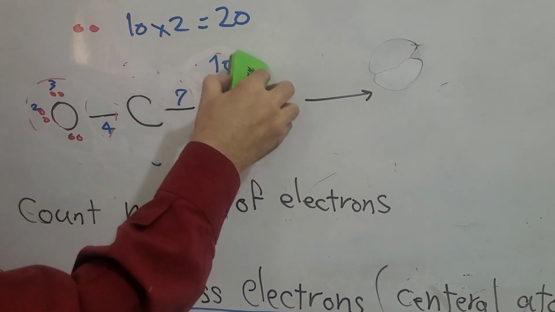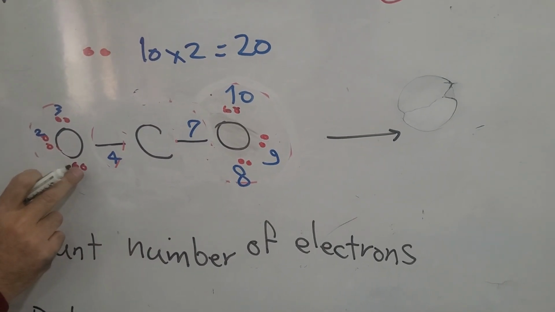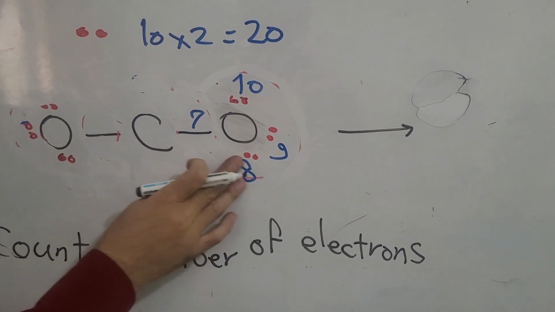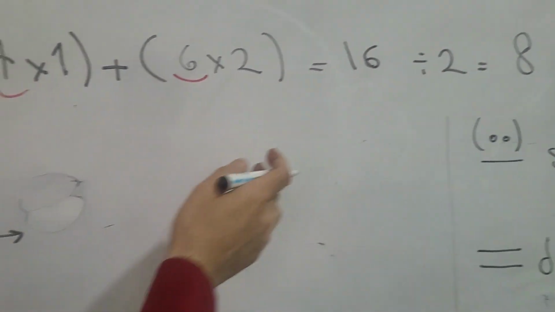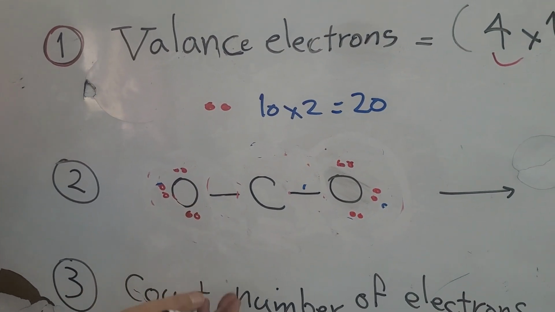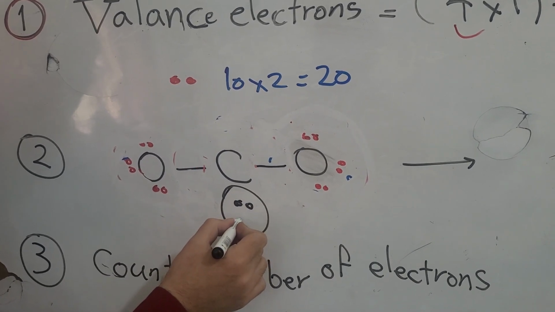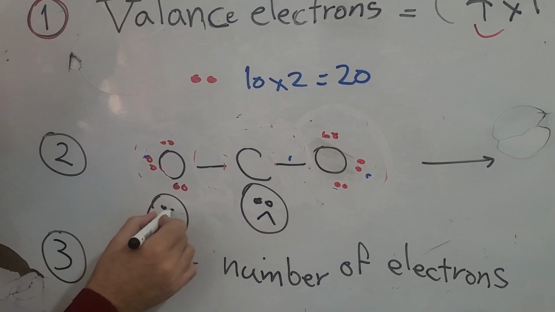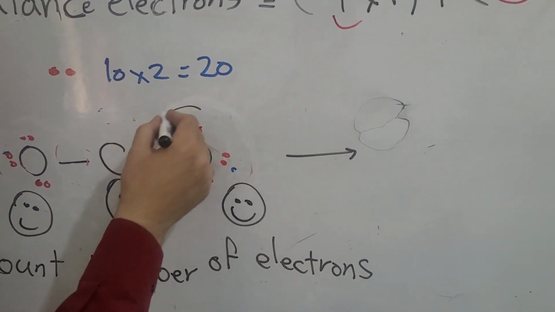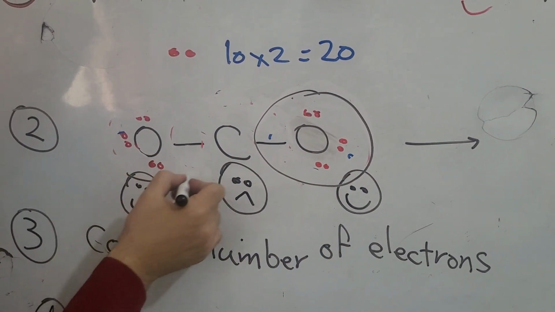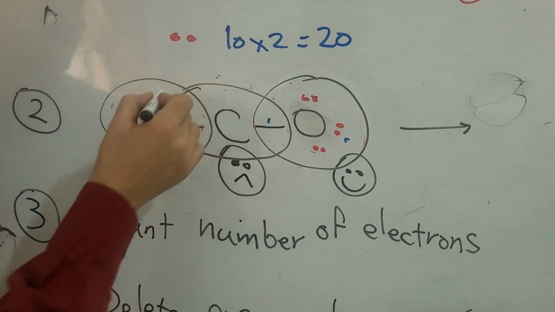Why for carbon? Because when we delete electrons from the carbon atom, the central atom, okay, we have 1, 2, 3, 4, 5, 6, 8 electrons, and is it correct? I compare it with the first step. But the problem, the number of electrons from the carbon is 4 electrons. And carbon is sad, really sad. But oxygens are happy. Why are they happy? Because they have 8 electrons around them for this oxygen and for this oxygen. But carbon just has 4 electrons or 2 pairs, and for this reason is sad.